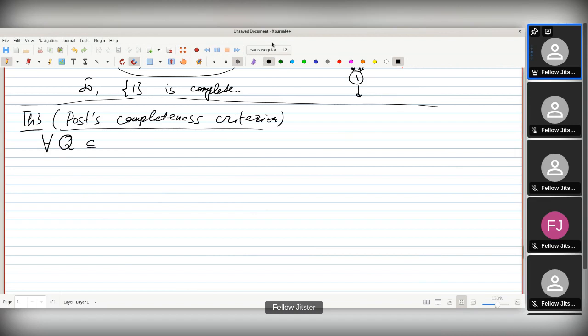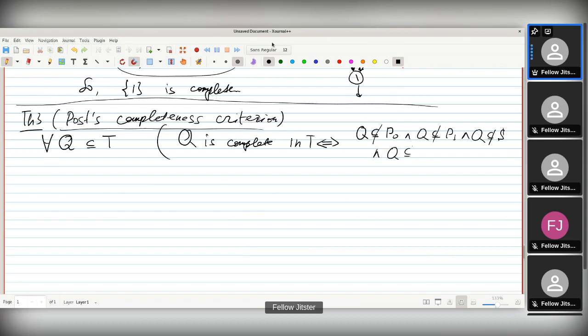For whatever set Q of Boolean functions, Q is complete in T, that is, every Boolean function is obtainable from Q, if and only if not every function in Q preserves 0, not every function in Q preserves 1, not every function in Q is self-dual, not every function in Q is monotonic, and not every function in Q is linear.